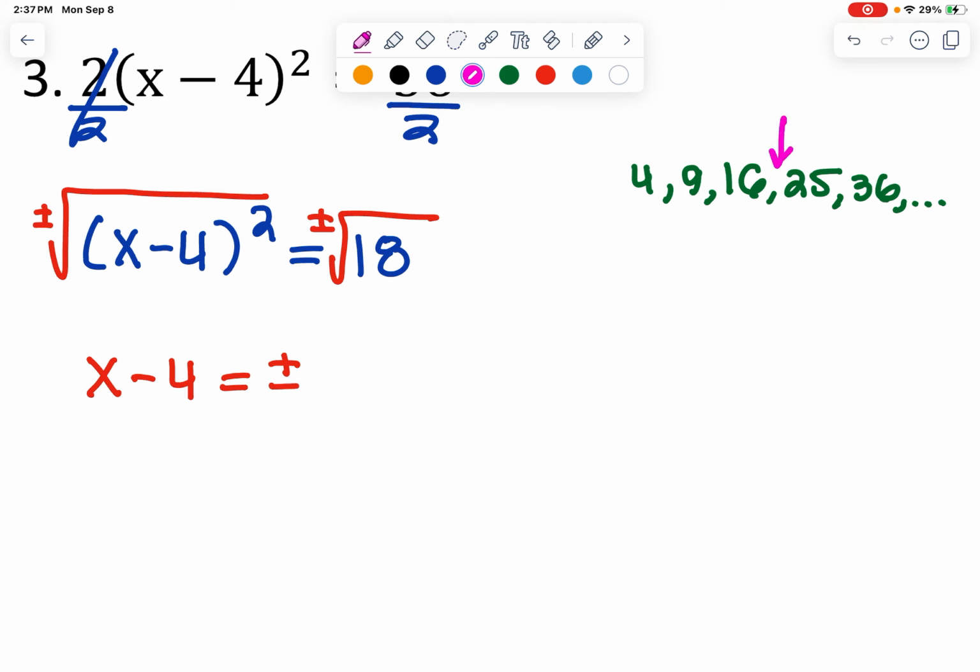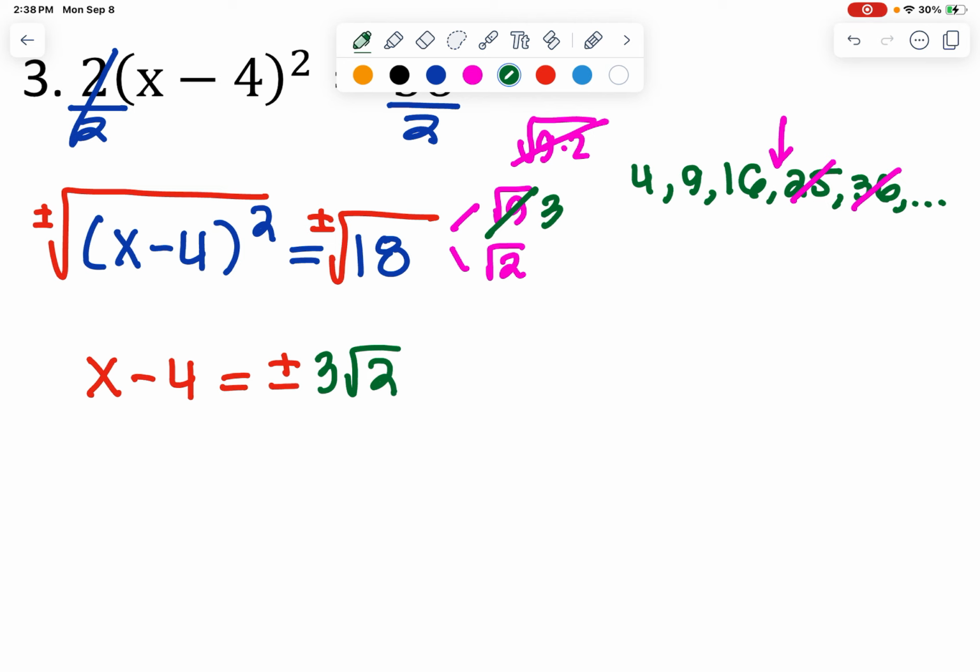18 falls right here, so definitely not this, but I want to see if anything to the left is a factor. You want the biggest number, so make sure you don't just jump to the end, look left to right. So 16 is not a factor, 9 is. So I'm going to say that root 18, 9 goes in there twice, but I don't do that. I just say root 9 goes in there root 2 times, and then simplify the one that you got from the list, which is a 3. So this is 3 root 2. So plus or minus 3 root 2.